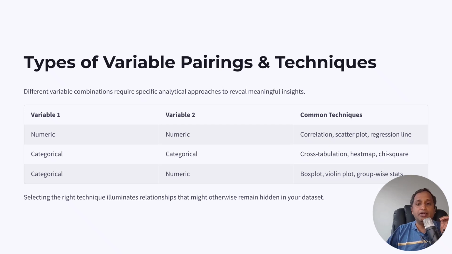Then we have categorical versus numeric, like comparing average income across industries or the distribution of profit by credit rating. Here we are interested in how a numeric variable behaves across categories. Again, we use the box plots we discussed in the previous slides, and also group-level summaries like mean or median per group. Selecting the right pairing technique reveals hidden patterns that might otherwise go unnoticed, and it sets the stage for deeper insights as we move on to multivariate analysis.